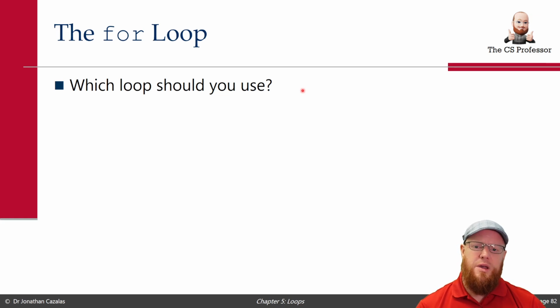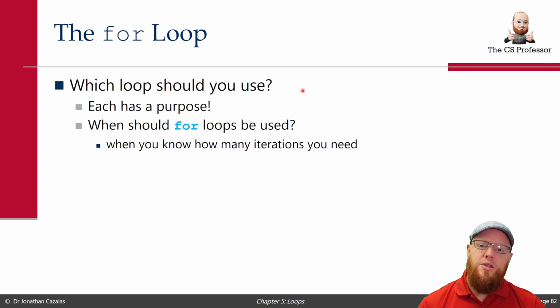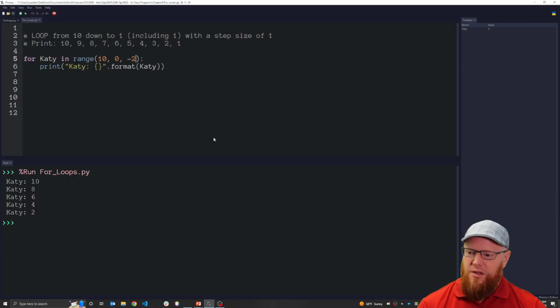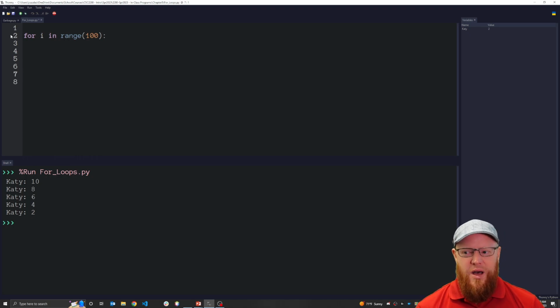So the summary that we ended with last time as well, which loop should you use? A while loop or a for loop, because each has a purpose. In short, when should you use a for loop? The answer is when you know how many times you want to iterate. If you know that I need to loop 100 times, that's when you do a for loop. If you want to loop 100 times, it's as simple as for i in range 100. Done. That would be so much more complicated to do as a while loop.